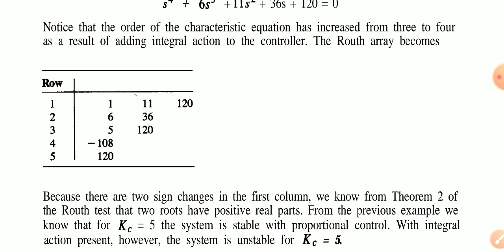The Routh array becomes this one formula. So how to find out the values?